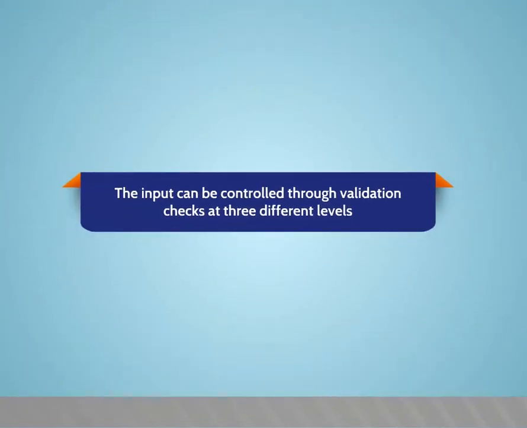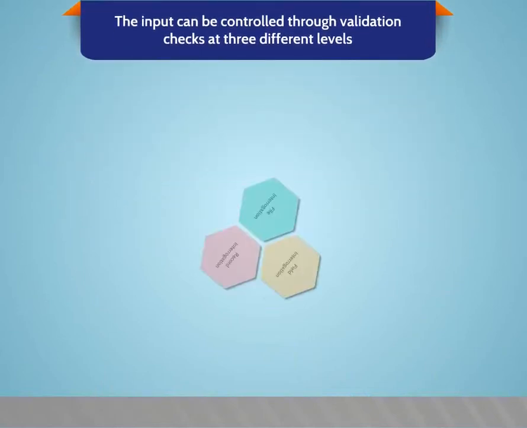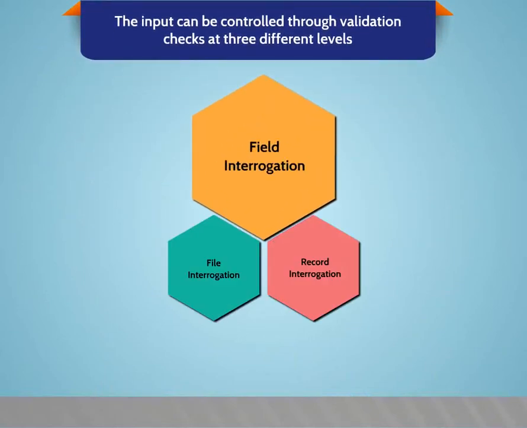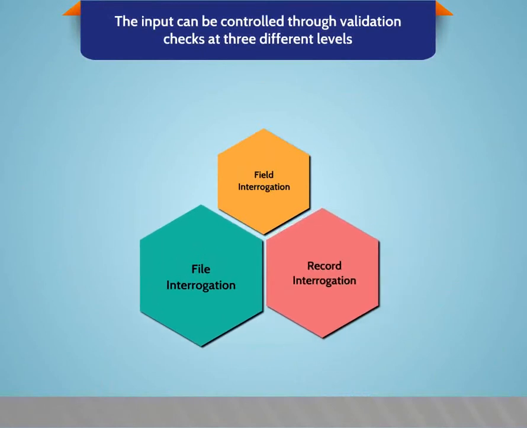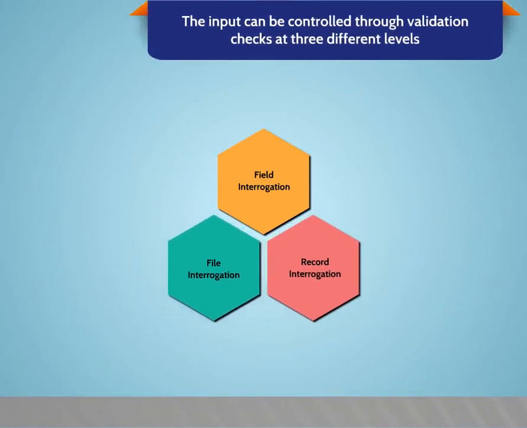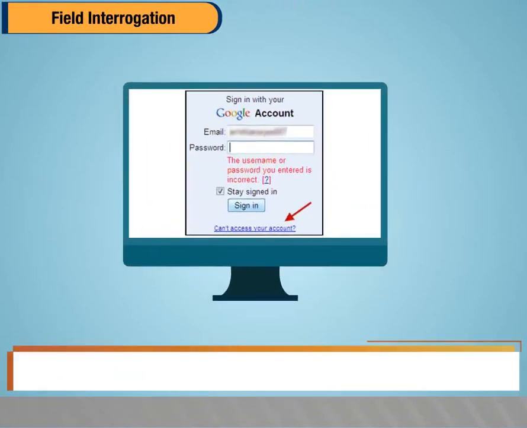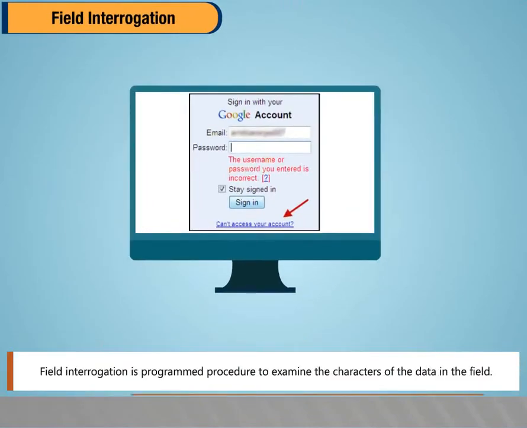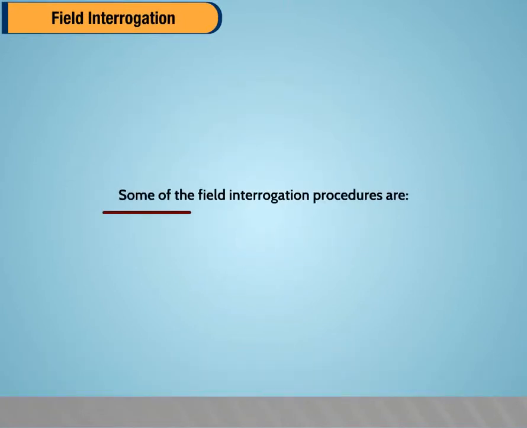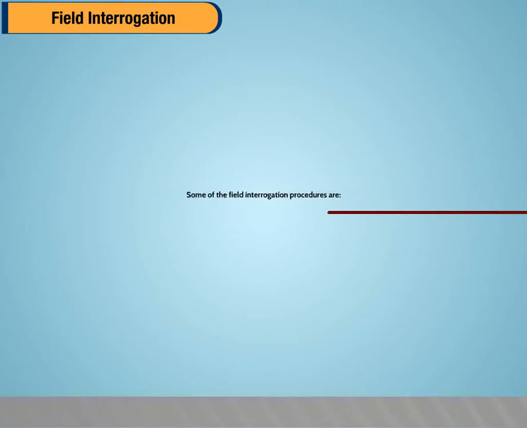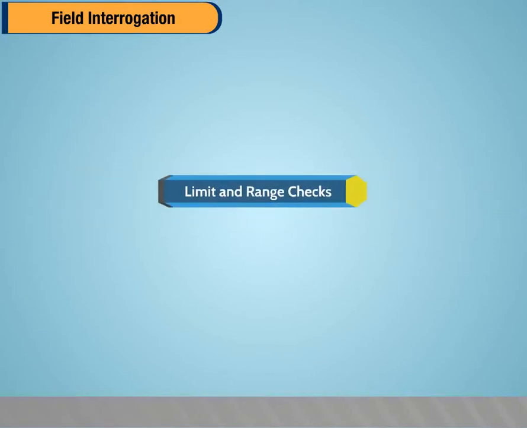The input can be controlled through validation checks at 3 different levels: field interrogation, record interrogation, file interrogation. Field interrogation. Field interrogation is a programmed procedure to examine the characters of the data in the field. Some of the field interrogation procedures are limit and range checks.